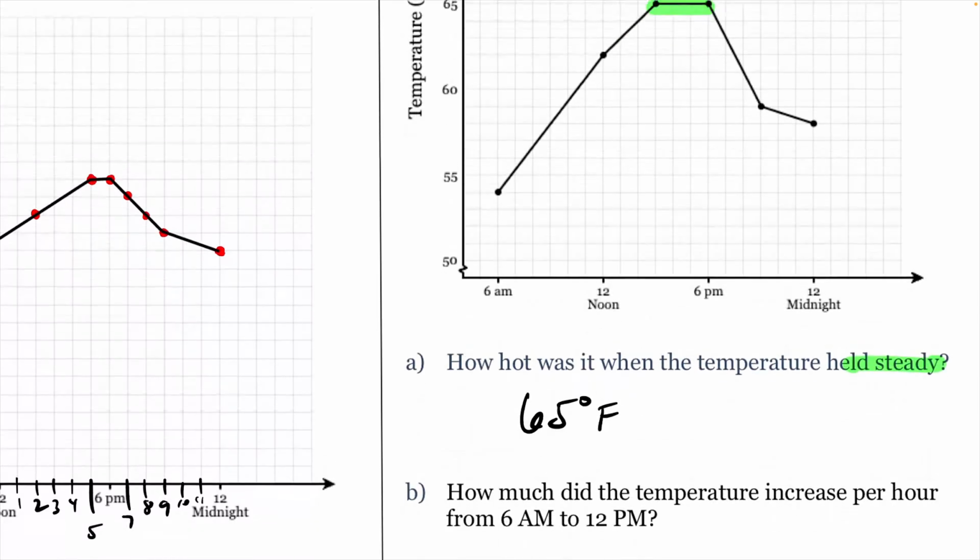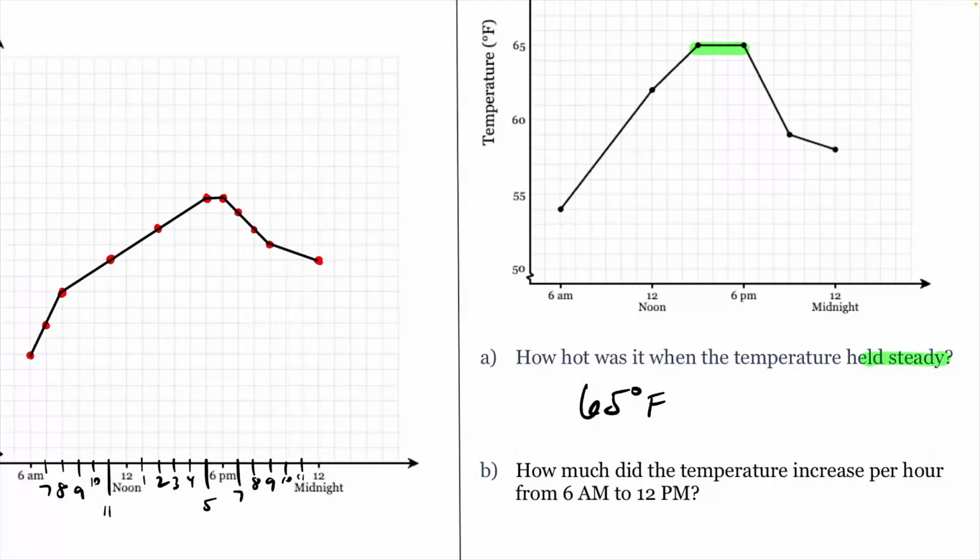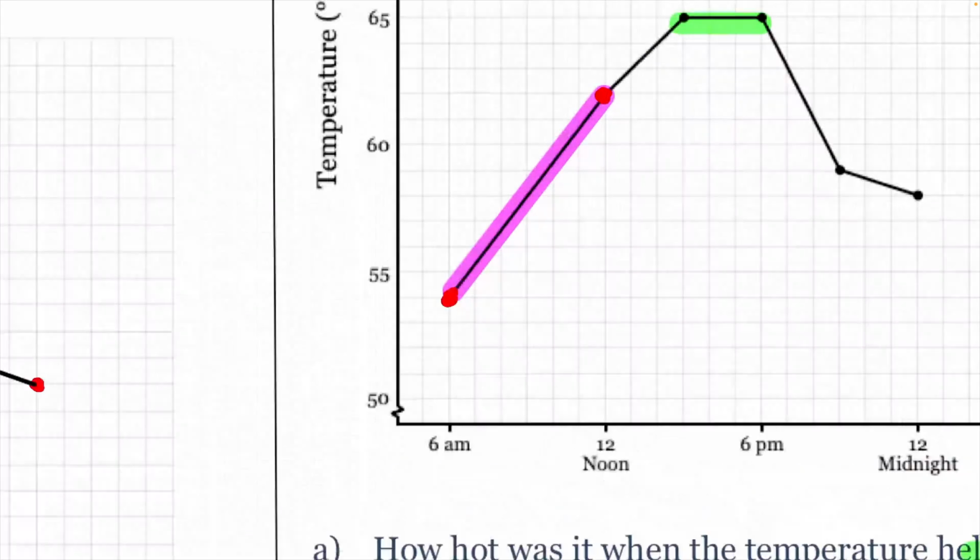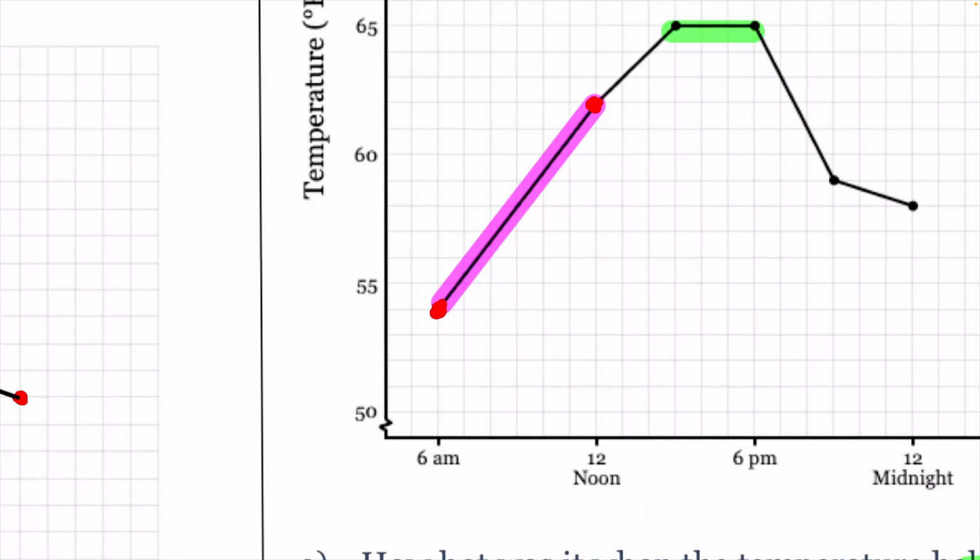Next question. How much did the temperature increase per hour from 6 a.m. to 12 p.m.? So 6 a.m. to 12 noon, right there. All right, that's that part right there. So how much did it increase? We know it increased, right? So we got to go from dot to dot. I'm going to show you how to do it. This is the way I do it. It's the easiest way that I know. If you have a better way, go for it, but this is the way I do it.